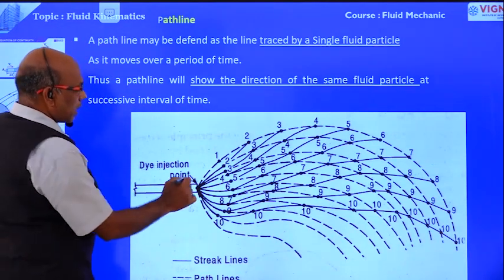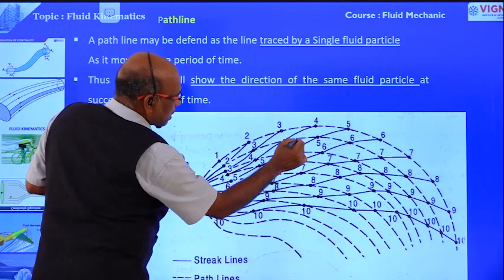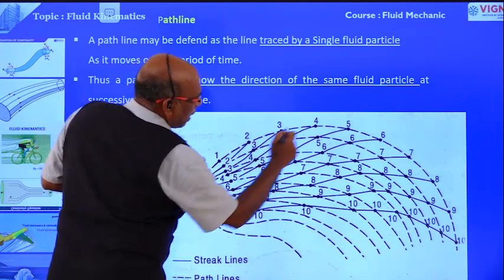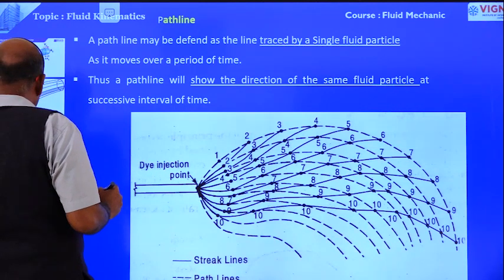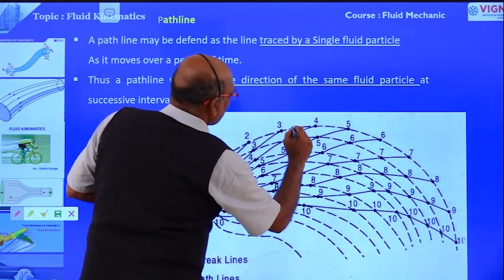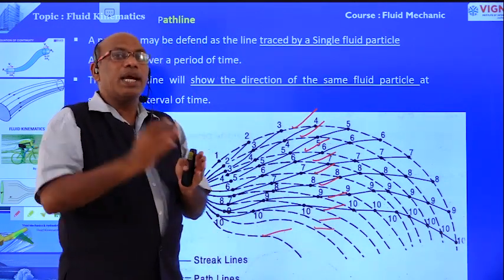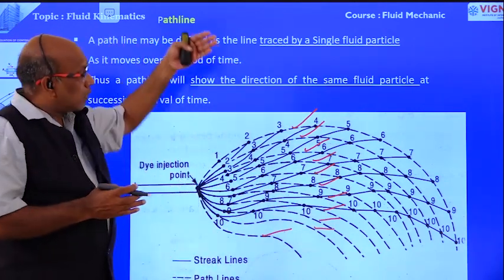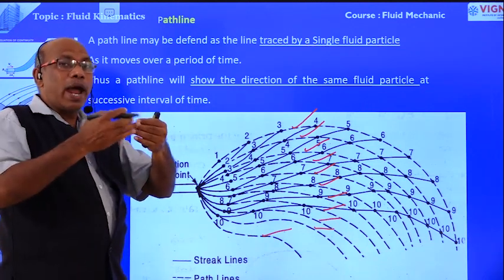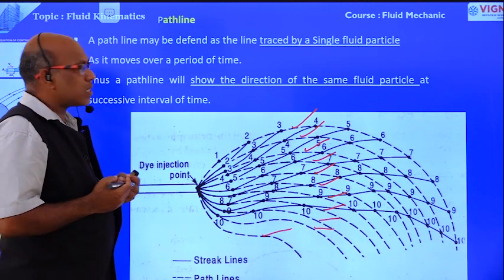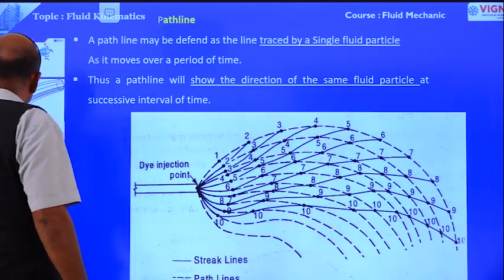Only one fluid particle: this is one time, and after a 1 minute time interval, this is the next. These lines are the path line. These show the fluid particle moving over time, that is, the path line shows the direction of the single fluid particle at successive time intervals. Right? This is known as the path line.